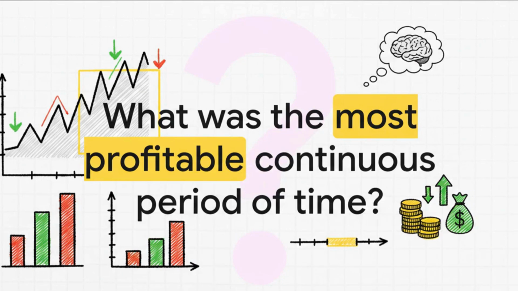So, let's make this real. Imagine you're looking at a stock's performance. Some days it's up, some days it's down. What you want to find is that one single continuous stretch of days that would have netted you the biggest possible profit. That right there, that's the core of what's called the Maximum Subarray problem.